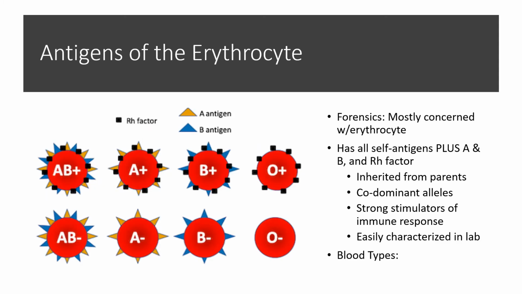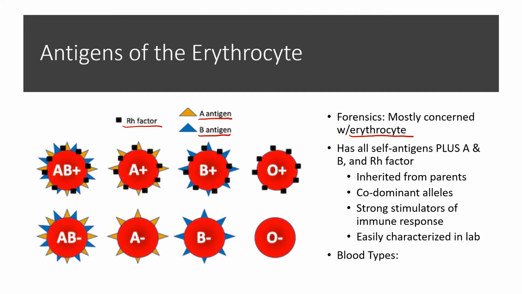In forensics, we're mostly concerned about the antigens on the outside of erythrocytes, that's red blood cells. All erythrocytes have self-antigens, that's the antigens that say that I am part of the same body, plus a couple others, whose role we're not totally sure of, but we know how we can exploit them anyway. Erythrocytes have all the regular antigens plus A antigen, B antigen, and may or may not have Rh factor.